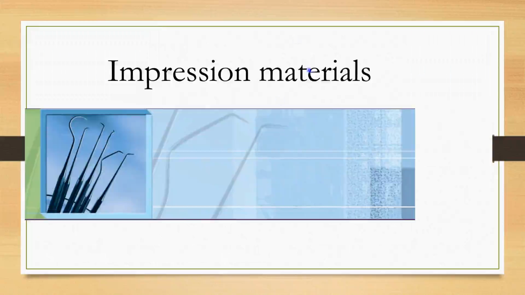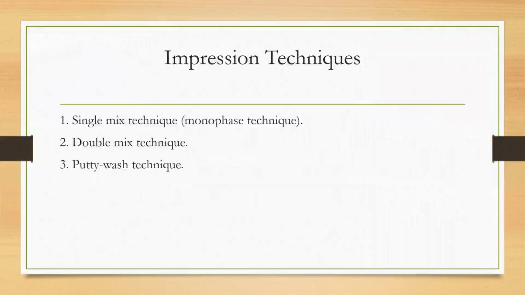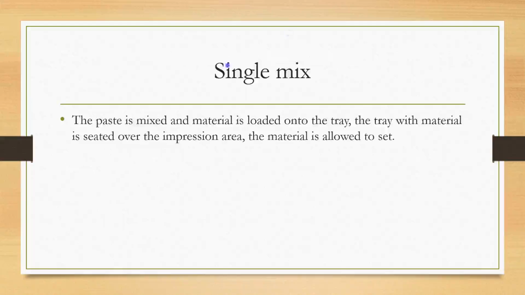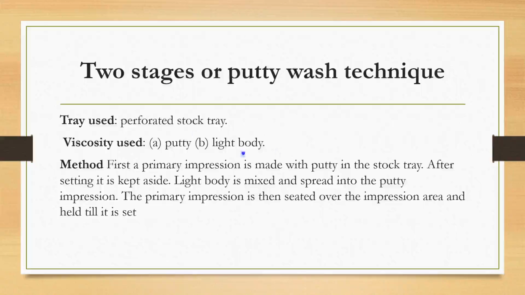When we are taking the impression of the mouth, we can take it like a single mix. Then there is the double mix technique, which is very important to use, especially when you're doing crown preparation, because it's very accurate. And then the other one is the two-stage or the putty wash technique. For the two-stage, we use a perforated stock tray, the putty, and also the light body.